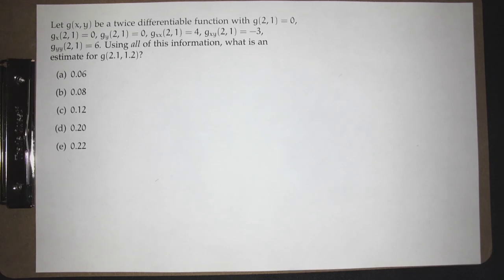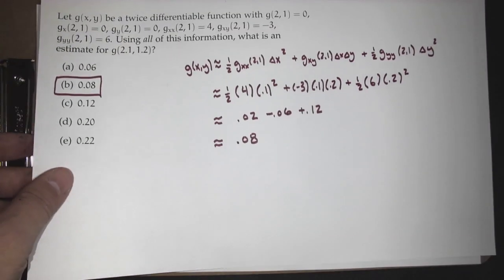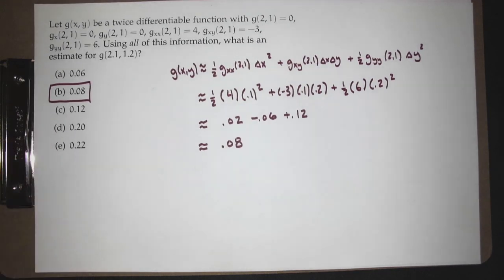All right, so we have some options: 0.06, 0.08, 0.12, 0.20, 0.22. What's the answer? B. Good. B is the correct answer. Now you might say, well, wait, aren't all of these estimates? I mean, why is 0.08 the answer?